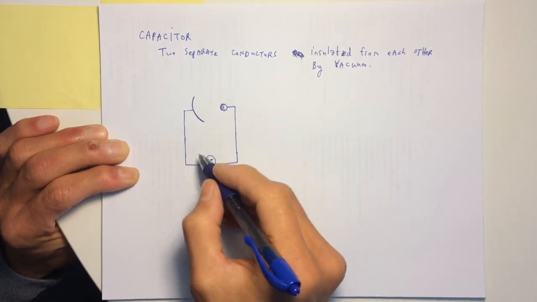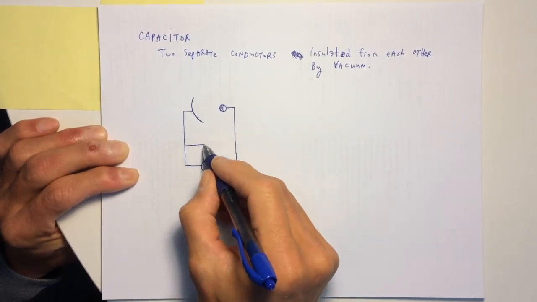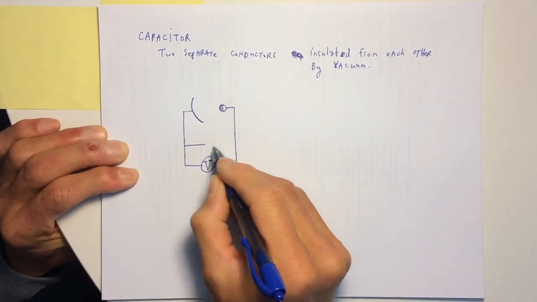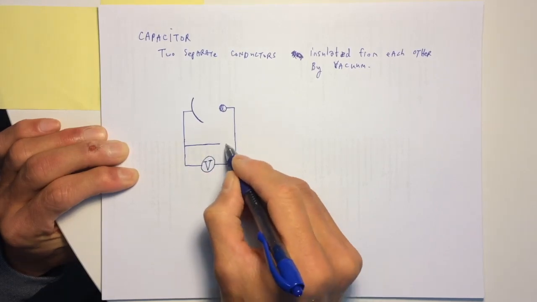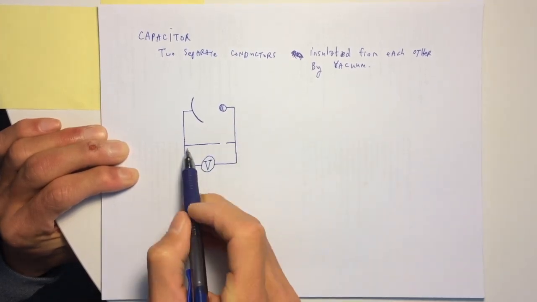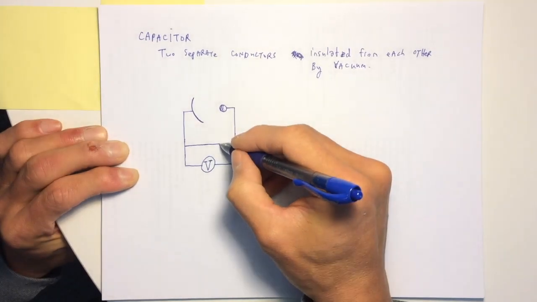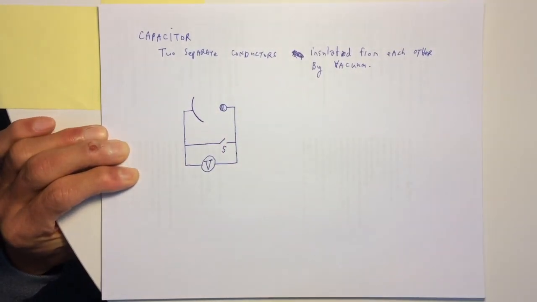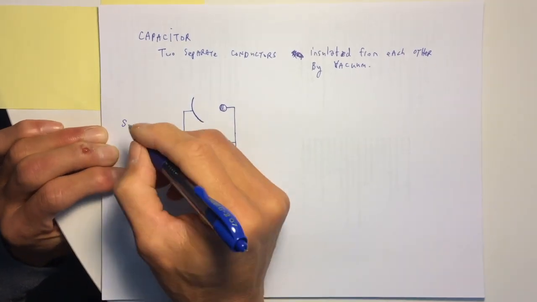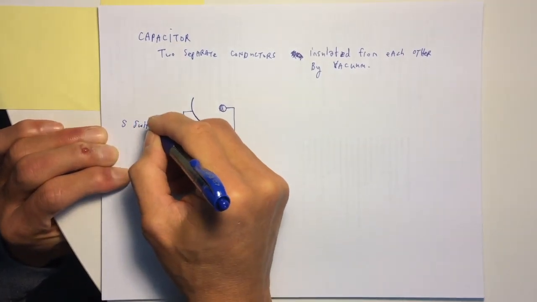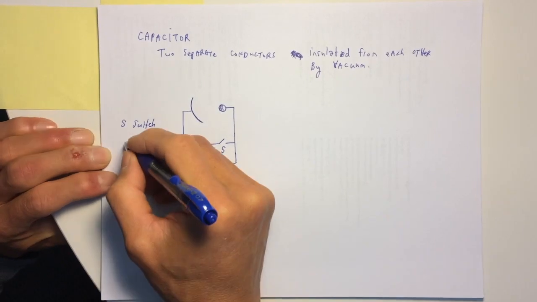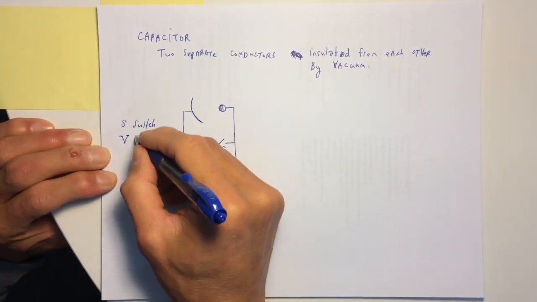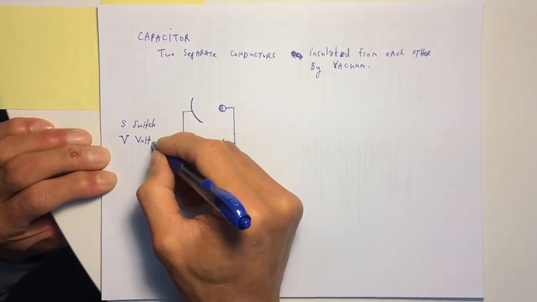But I'm going to sneak in another set of wires. Put it over like this. So this is just another wire, but this wire is a switch. So switch S. So S for switch. And this V right here is for voltmeter.